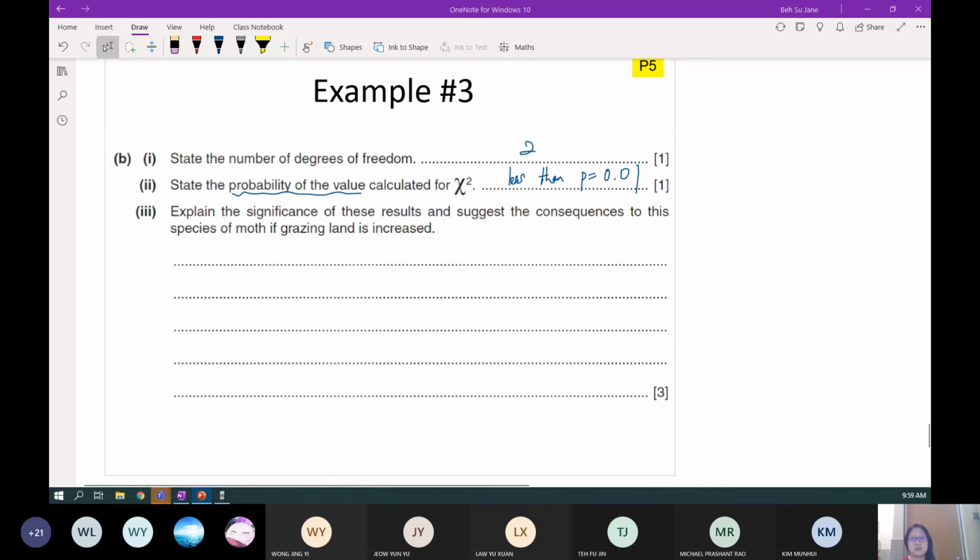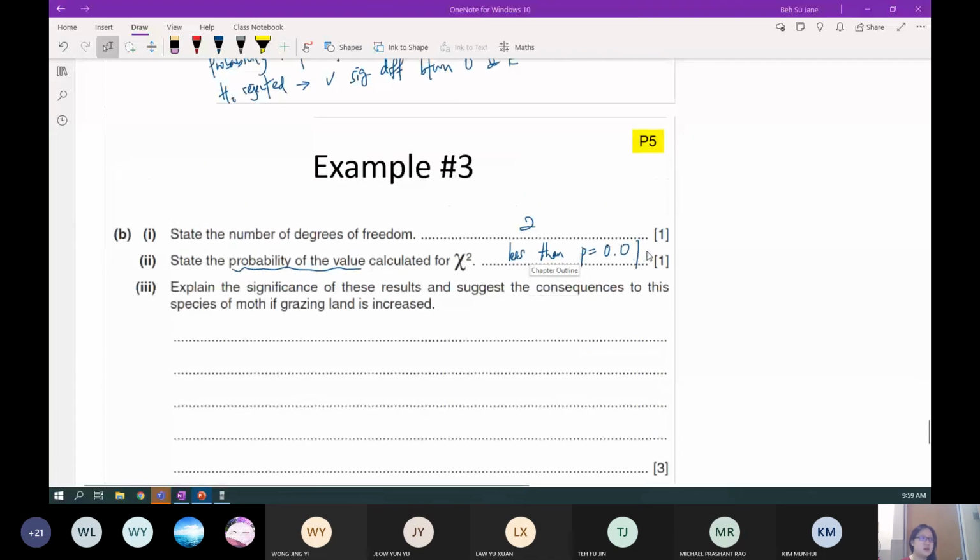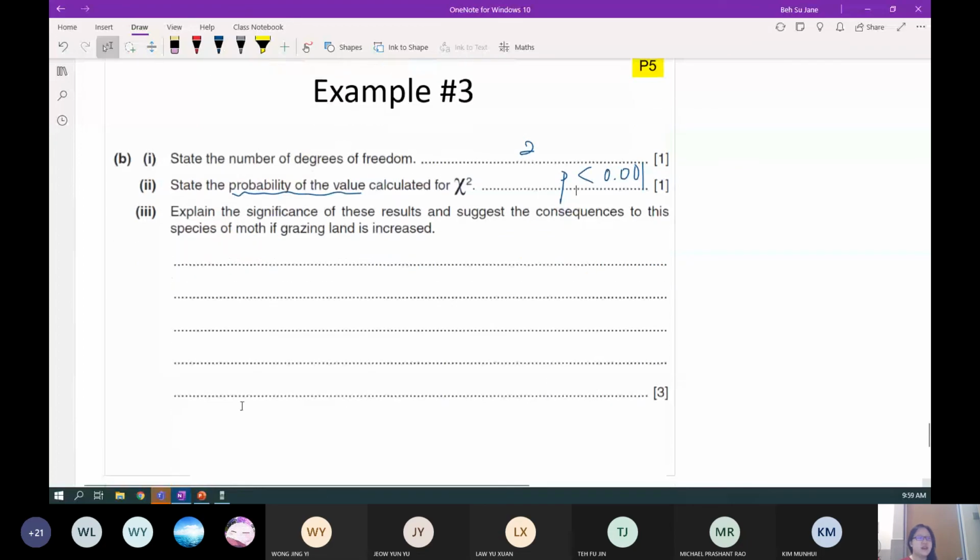I'm going to check my answers. Do I want to teach you anything wrong? Definitely not. Oh, did I miss a 0? Yes. 0.001. Or you can just say P is less than 0.001. Okay, I think this is more straightforward.